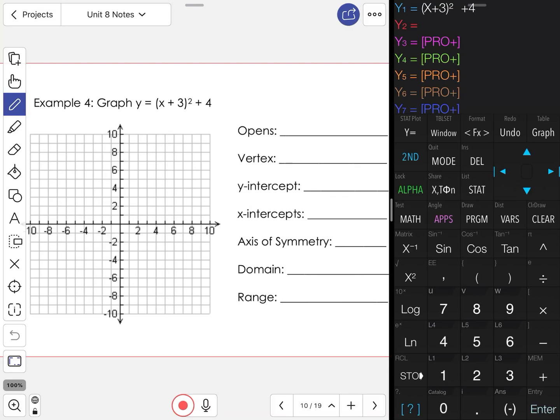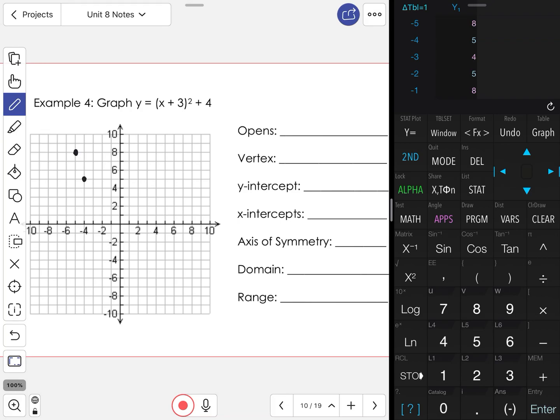So when I have this, I'm going to go to my table because that's really where I want to get those points from. And I want to find as many as I possibly can. It looks like it's going to start at (-5, 8). And then we could go to (-4, 5), (-3, 4), (-2, 5), (-1, 8). Okay, so we connect those dots, and we're still opening up.